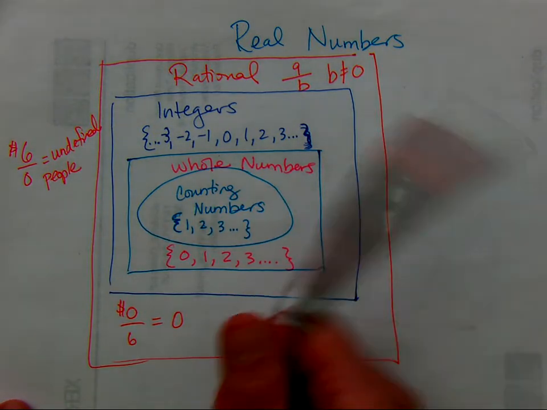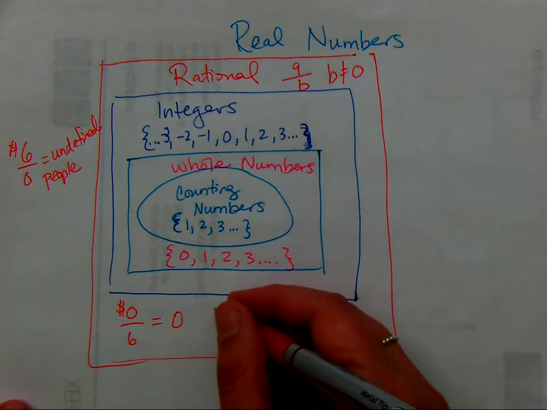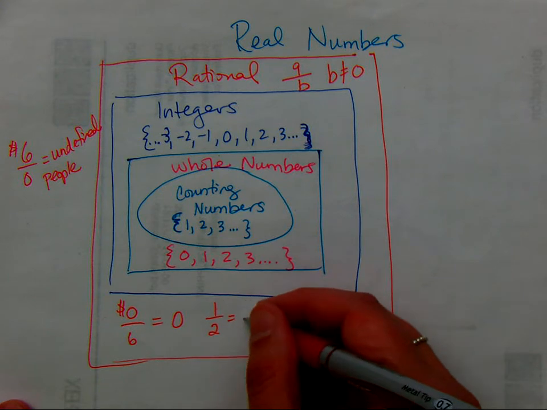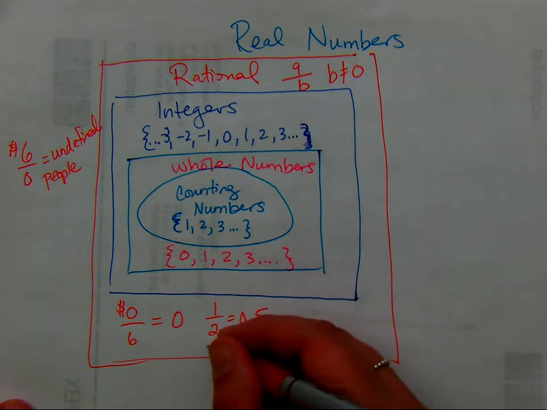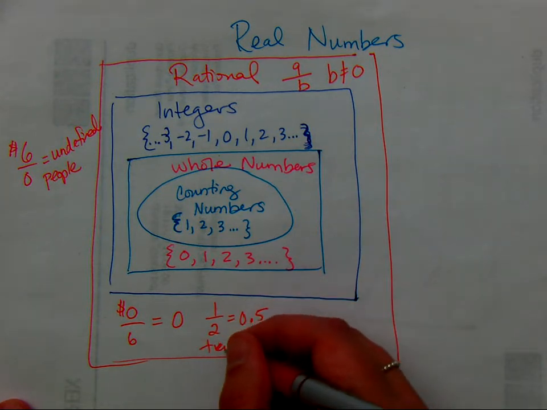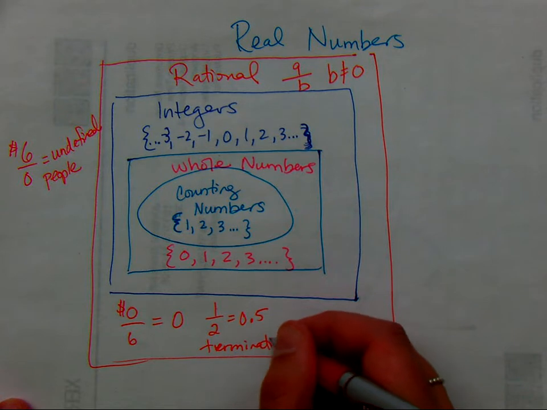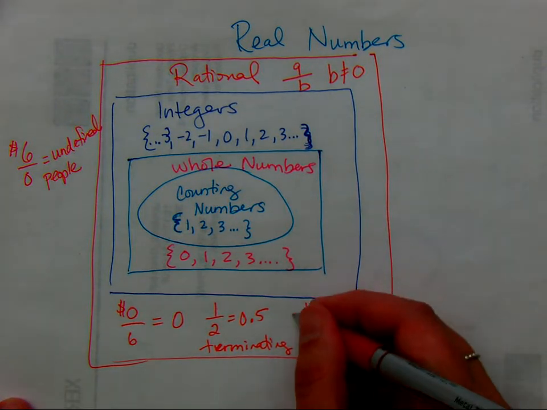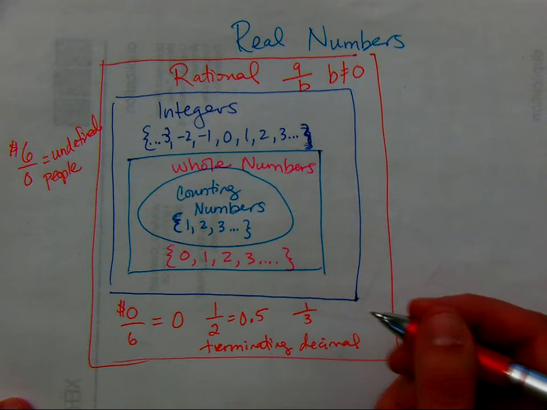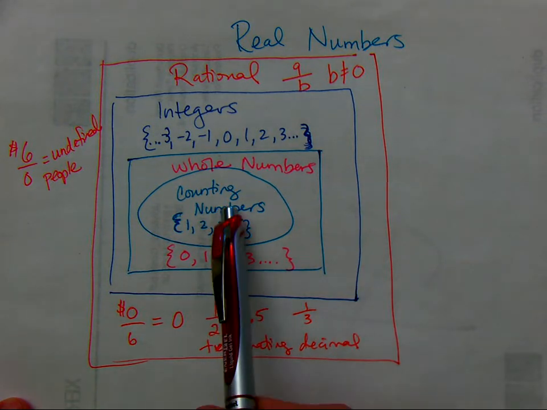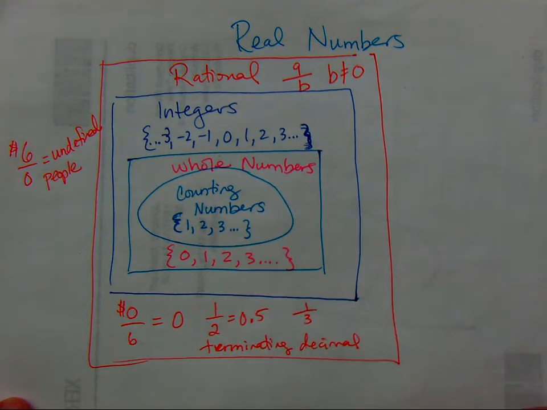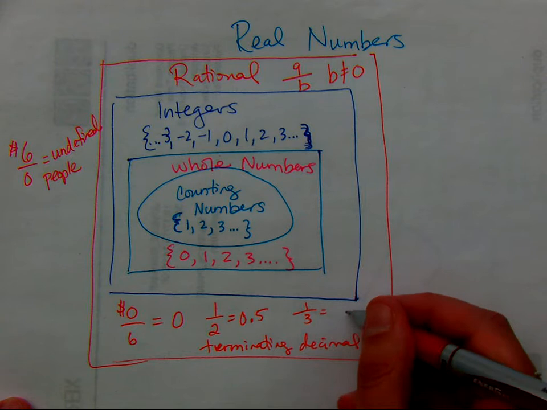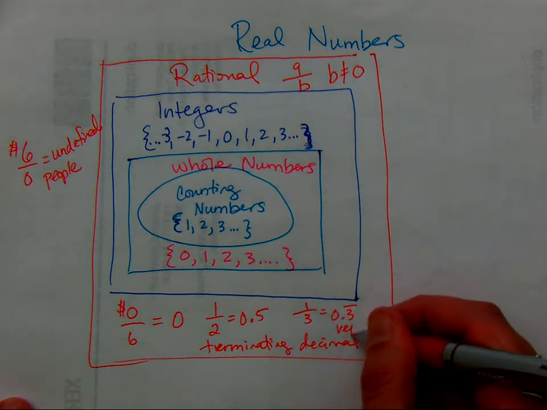We have other kinds of rational numbers. We have proper fractions, 1/2, also known as 0.5. We call this a terminating decimal. 1/3 would be another example of a rational number. It's not whole, it's not counting, it's not an integer. 1/3 is 0.3 repeating. We call that a repeating decimal.